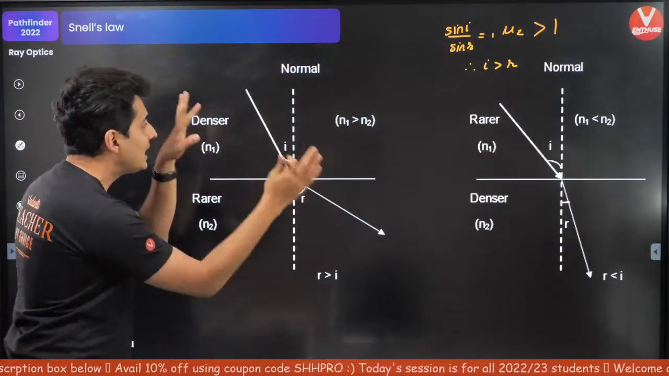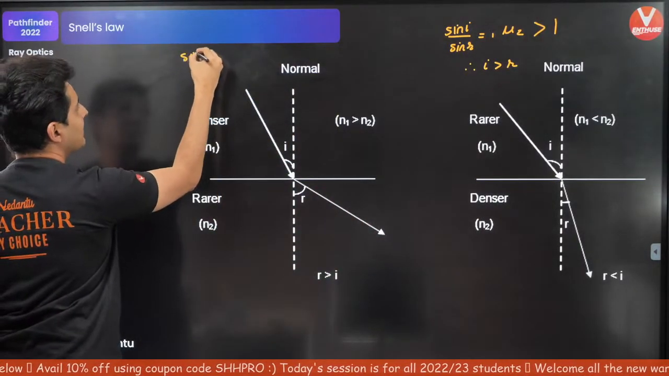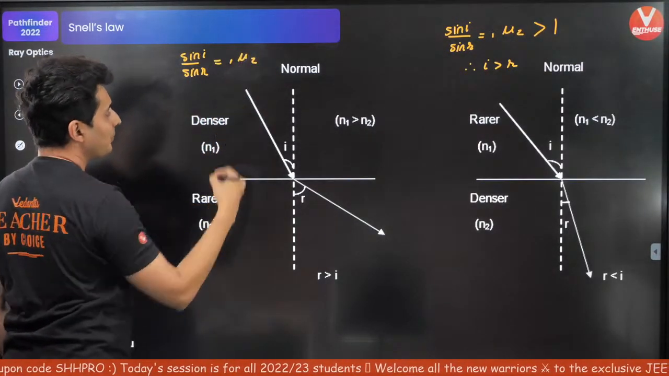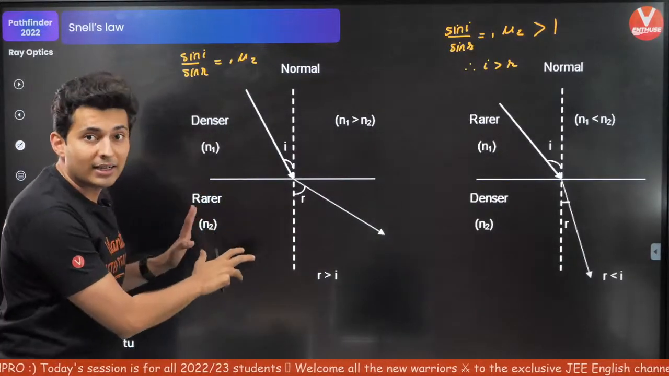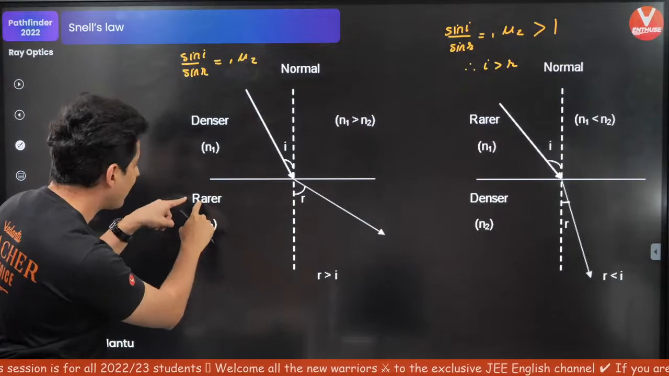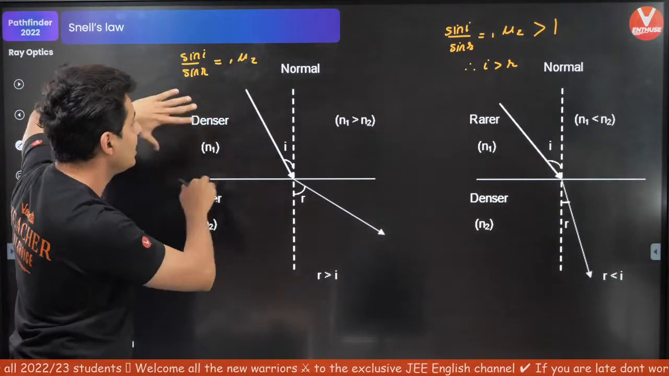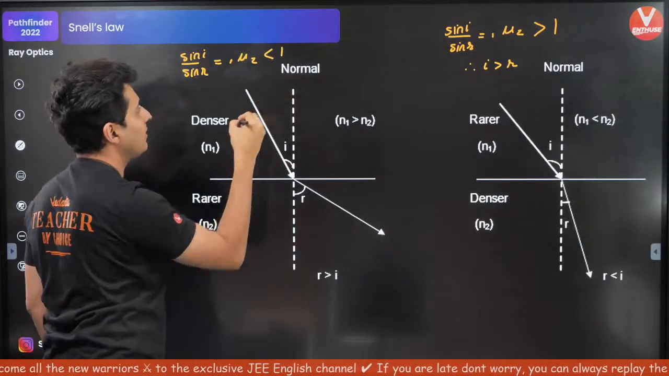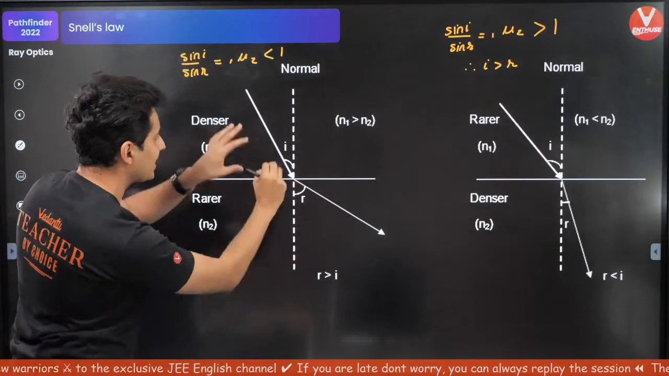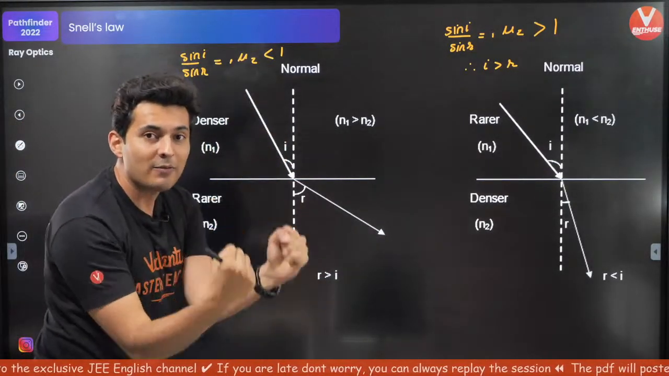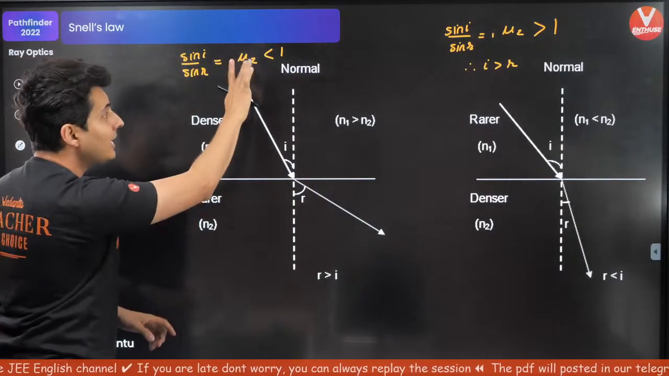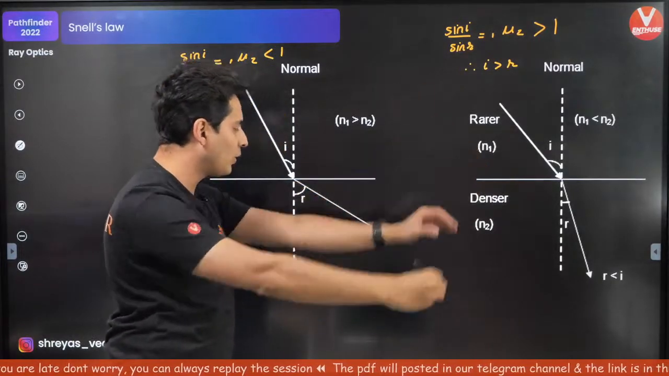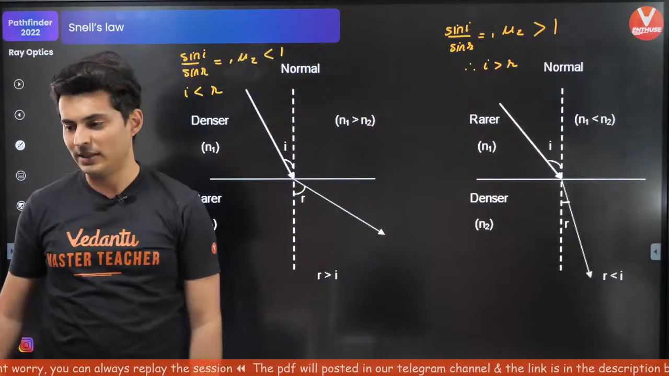In this case, if you apply the same logic, sin i by sin r is equal to 1 mu 2. The refractive index of this rare medium with respect to this dense medium will be less than 1. So the refractive index is less than 1 relative, and hence i is less than r. It bends away from the normal. This bends towards the normal.